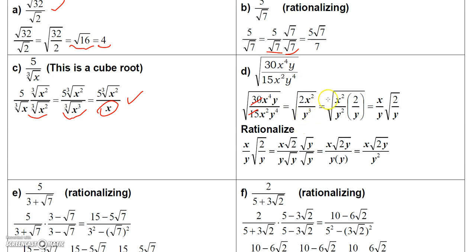Now let's see what I can simplify. I know I can take the square root of x squared out of the radical because the square root of x squared is x.